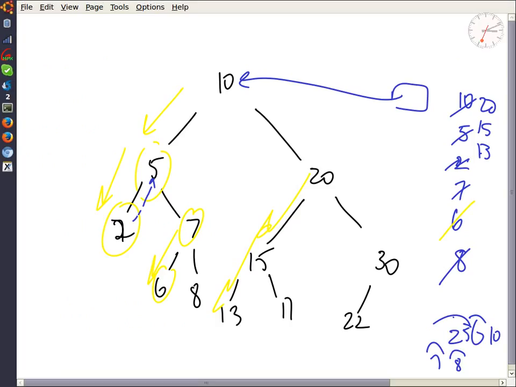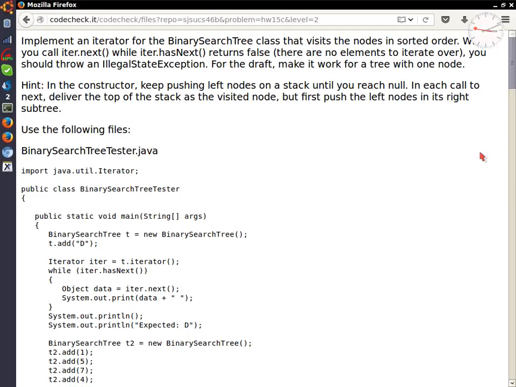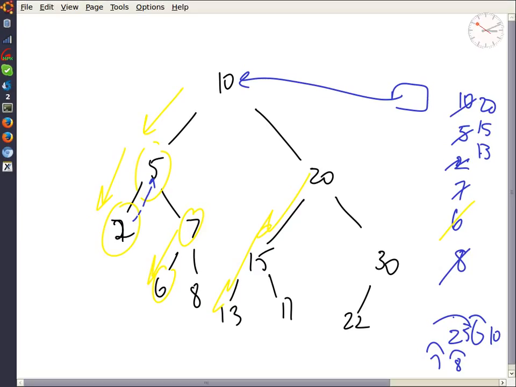So in the constructor, you push the left fringe of the big tree, starting from the root, until you reach null, and that's all you do in the constructor. In the next method, you go exactly through the setup where you pop off the top, and that's what you're going to deliver, but before delivering it, you visit the right subtree and push its left fringe.